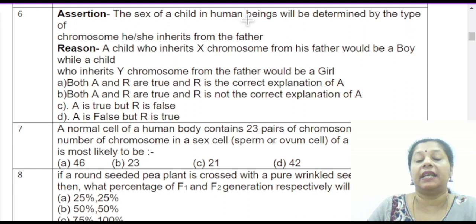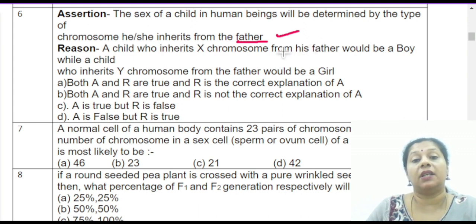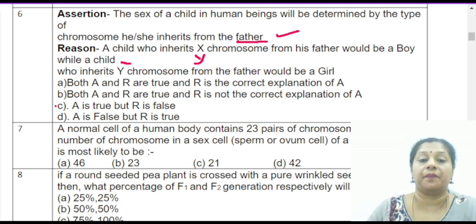Next is an assertion reason question. The sex of a child in human beings will be determined by the type of chromosome he or she inherits from the father. Yes, it is correct, because in male there are two types of sex chromosomes. Which chromosome is received by the child will determine the sex of the child. A child who inherits X chromosome from his father would be a boy, while a child who inherits Y chromosome of the father would be a girl. Actually here it is the other way around. A child who inherits Y chromosome from his father would be a boy, and X chromosome from the father would be a girl. So here assertion is correct, but reason is false.